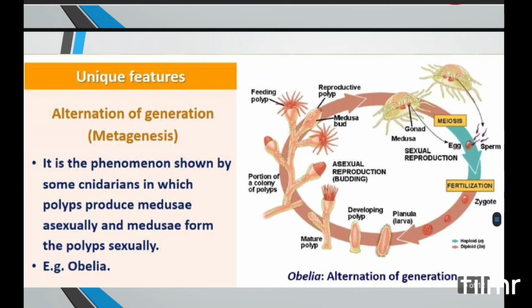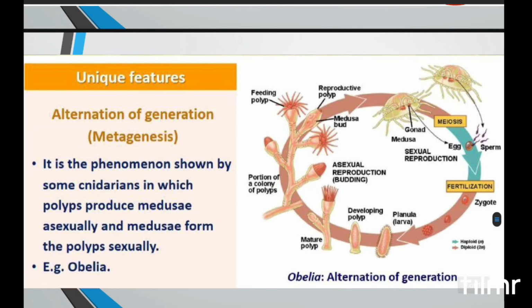And I told you there are some organisms which show only polyp and another one only medusa. Some organisms also show both, alternation of generation. The best example is actually Obelia. Obelia is a cnidarian in which polyp forms are also available and you can see that medusa forms are also available. This type of generation is called alternation of generation or metagenesis, right.